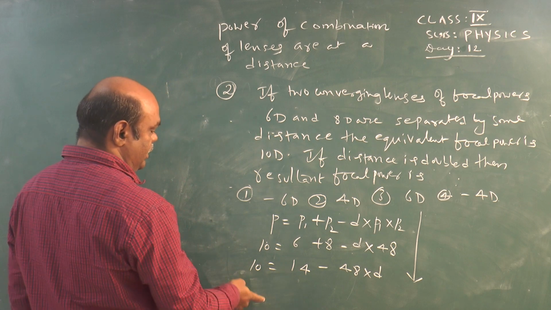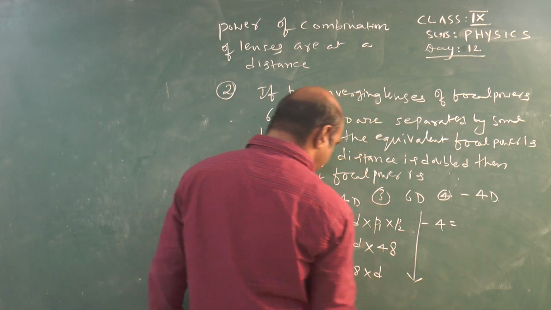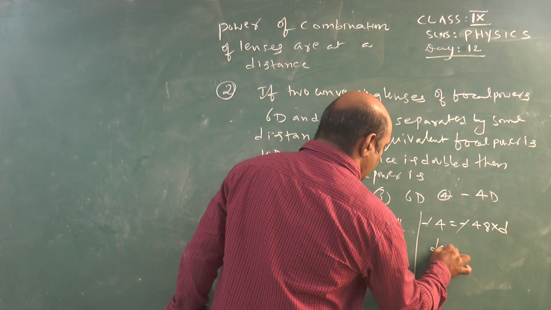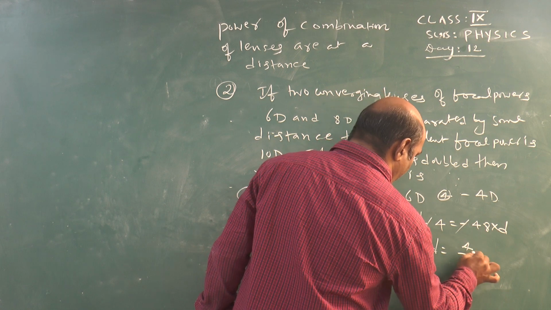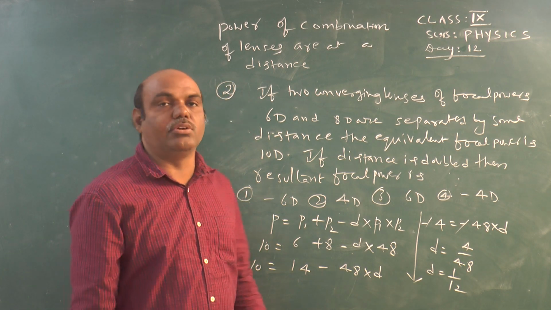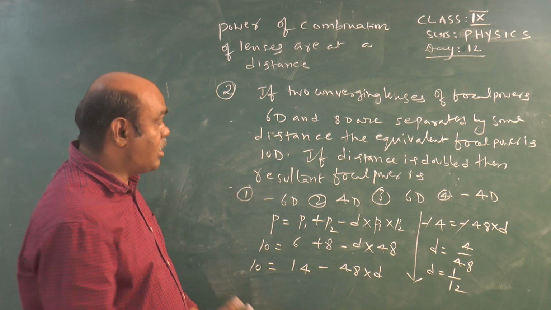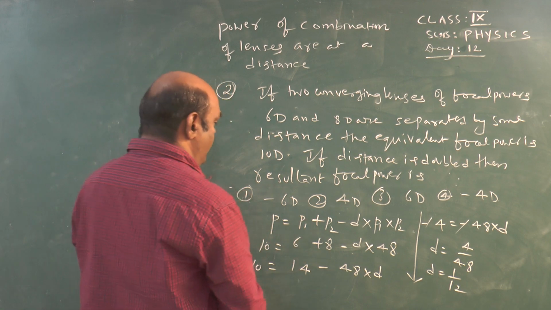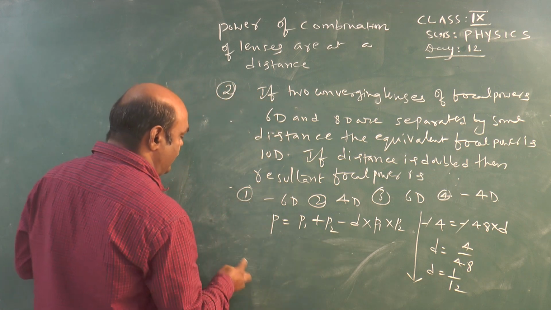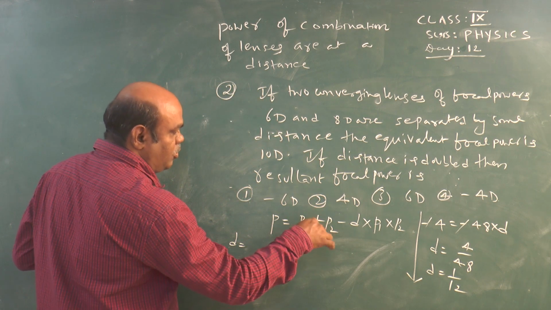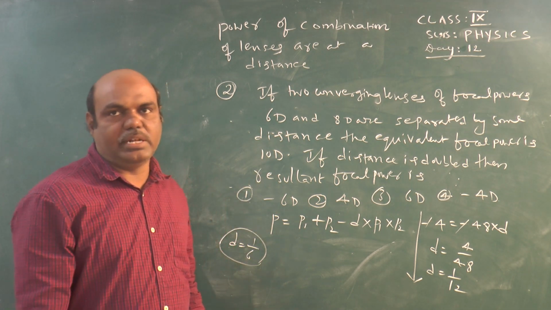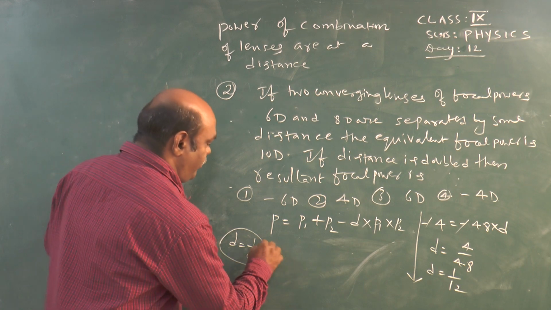Now it comes to here: minus 4 is equal to minus 48 into D. So D is equal to 4 by 48, D equal to 1 by 12. But now if the distance is doubled, it means we have to take distance D as 2 by 12, that is 1 by 6. If the distance is 1 by 6, then what is the effective focal power?